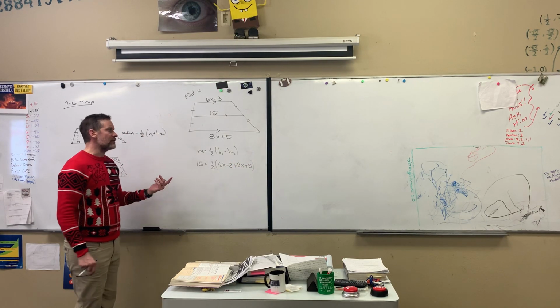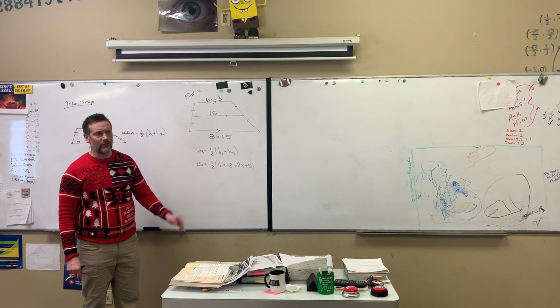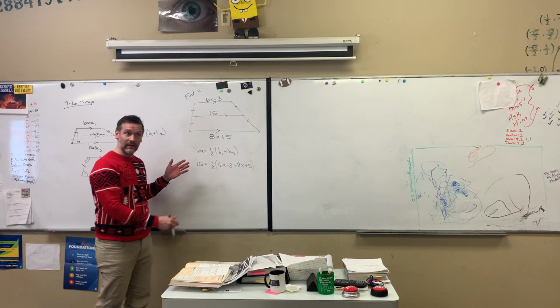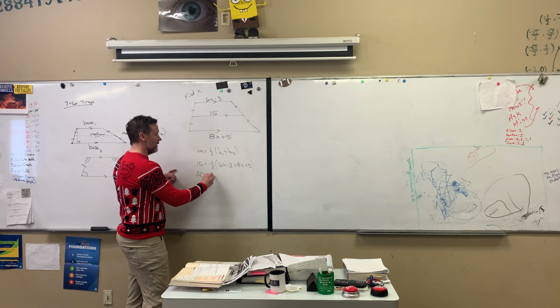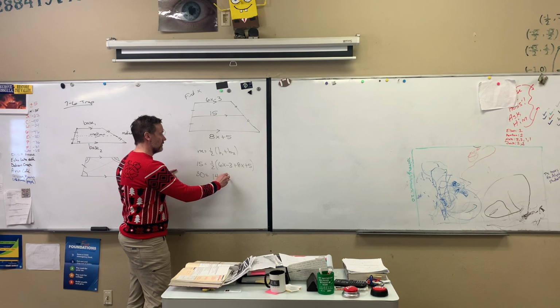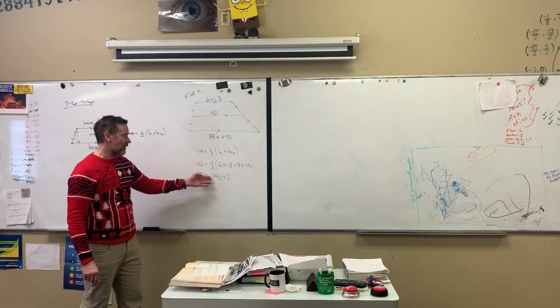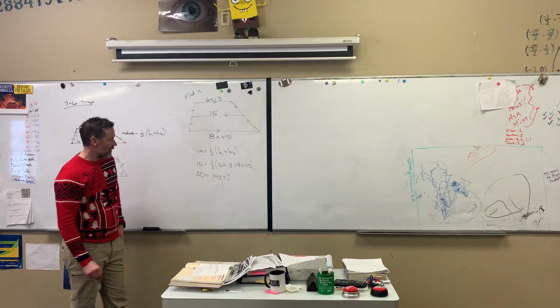If you want to distribute the 1/2, you could. I usually don't. What I usually do with that 1/2 is get rid of it by multiplying both sides by 2. So I would get 30 over there, and then 14x plus 2. In this case, it would have worked fine to distribute the 1/2 because they're both even numbers, but either way is fine.